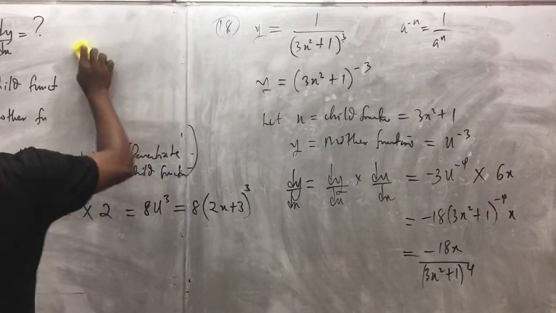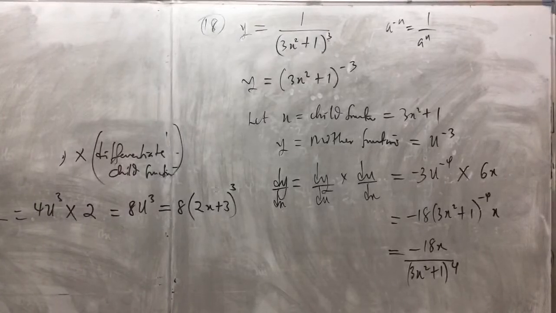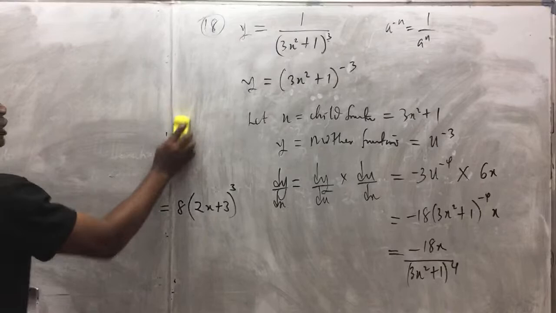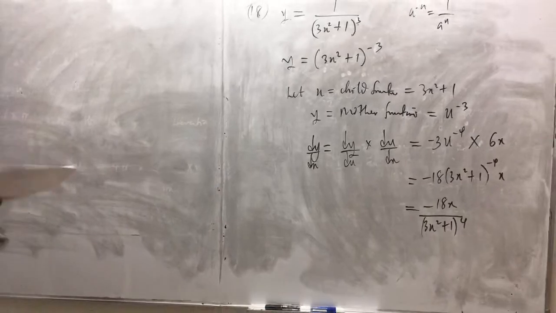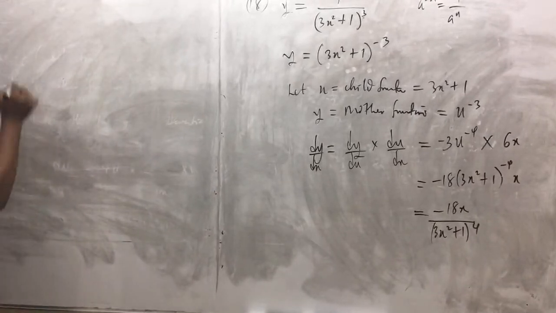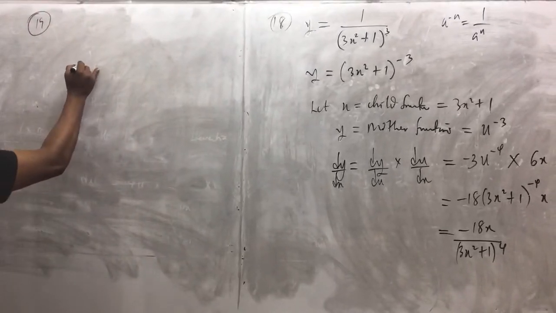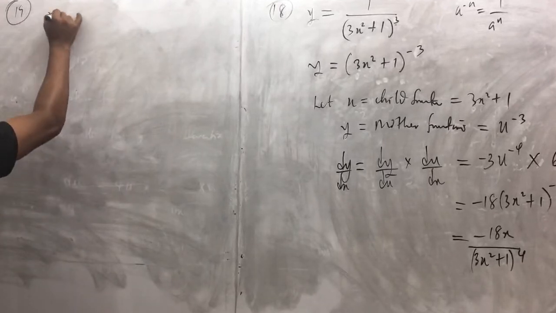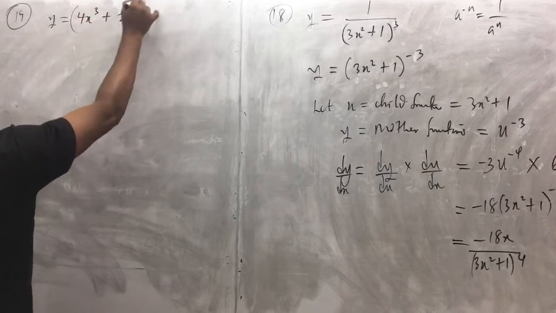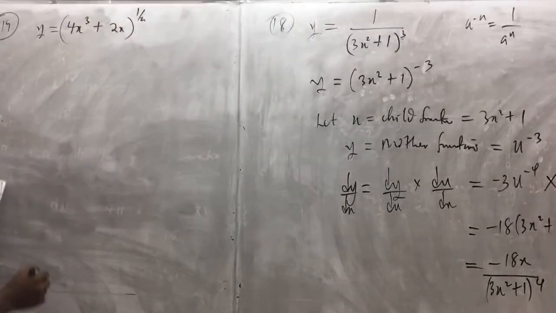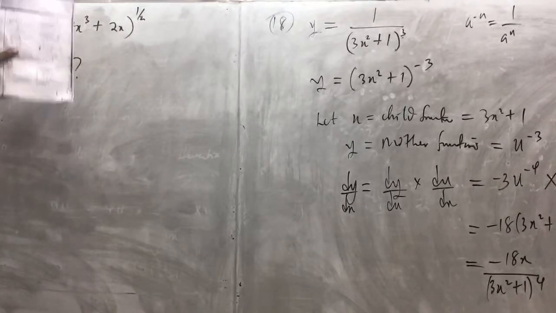Now let's go over to question 19 before we round up our live session in question 20. Okay, so let's go to question 19. Let's see what we are asked to do. We are asked to differentiate this function, 4x cubed plus 2x, raised to the power half. So we are asked to find dy/dx. What is dy/dx if you are given this?